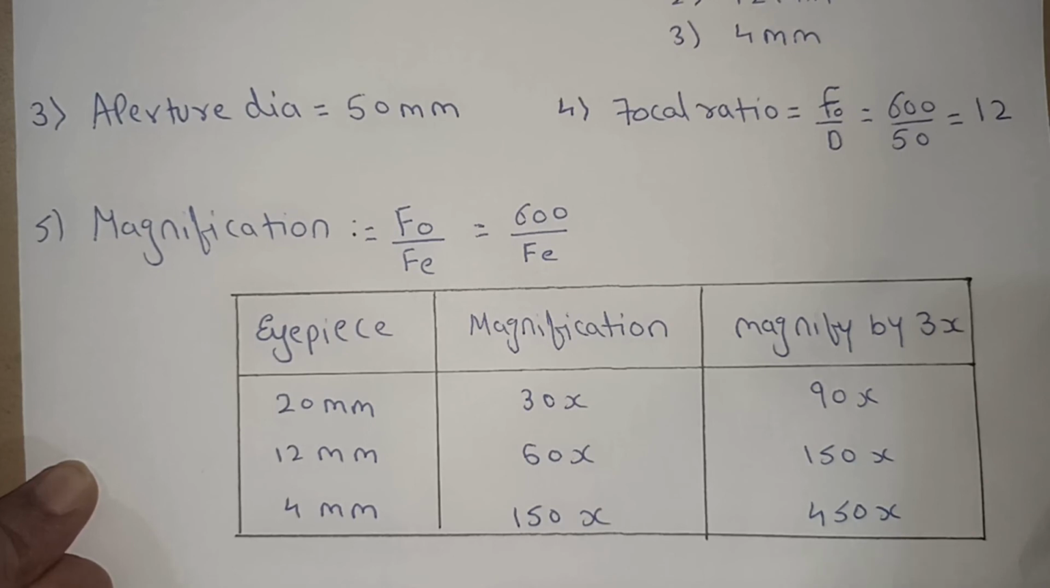So now you can see, if the focal length of the eyepiece is very small, then you get the maximum magnification. If you use 4 mm, which is a very small focal length, you get the maximum magnification. If you want to zoom more or magnify the objects more, then you can use this 4 mm. But to see a clear image, you can use 12 mm or 20 mm. So the highest magnification given by this telescope will be 450 times.